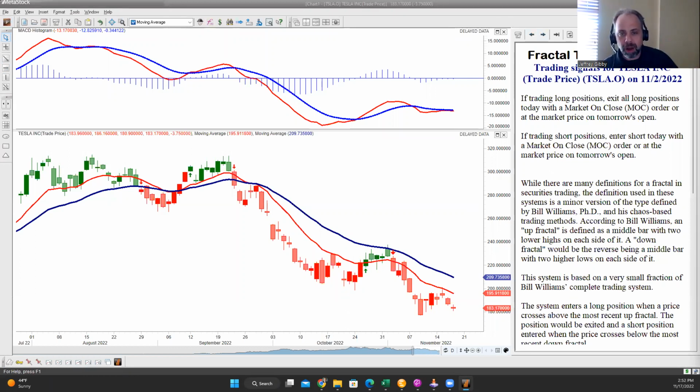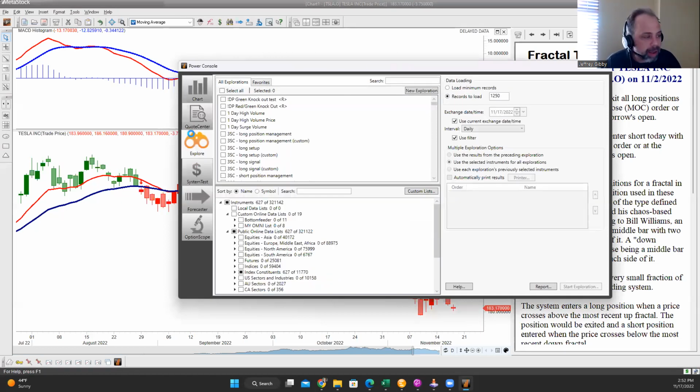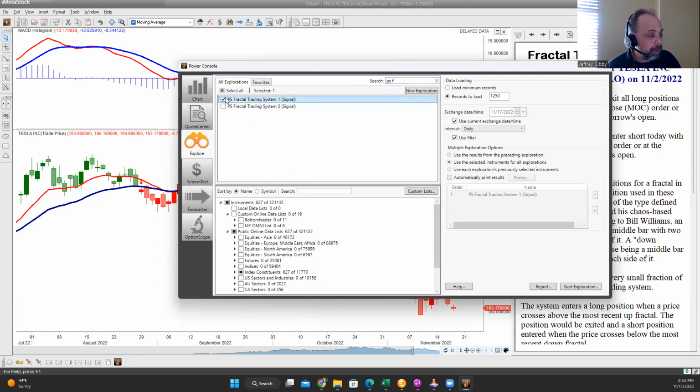I want to be able to get all my work done so that I maintain good status here at Metastock, and focus on my work, but I also want to be able to trade. That's why I can trade for just so little every day. If I want to run an exploration, which is our word for a scan, I pick it. I just type in PS fractal, and I can run this exploration.